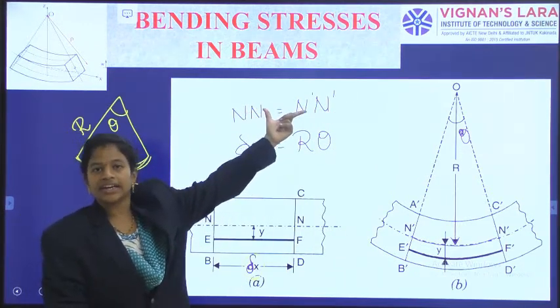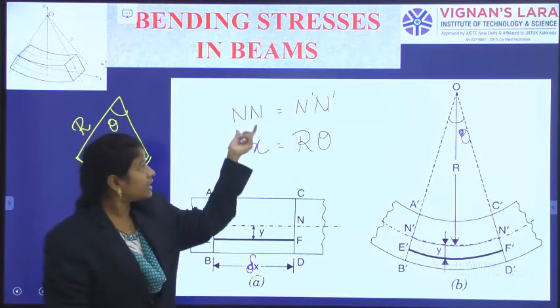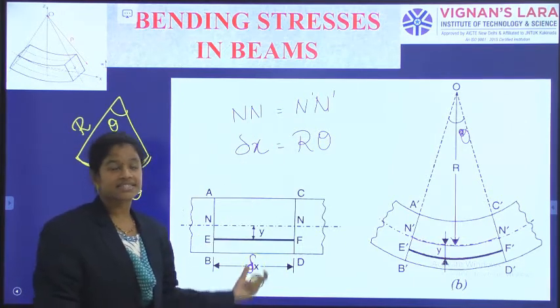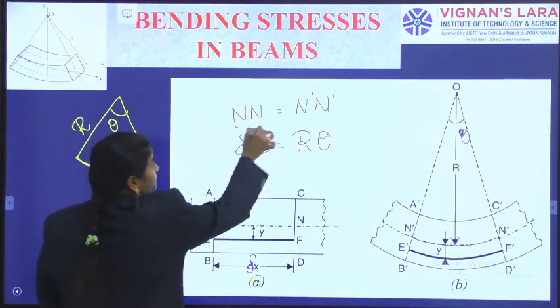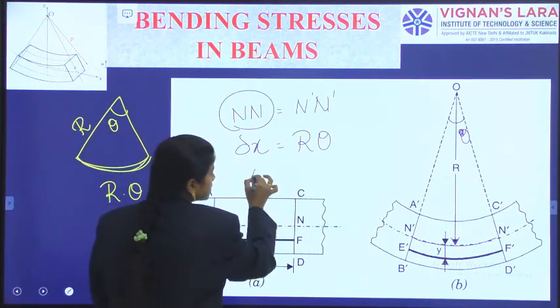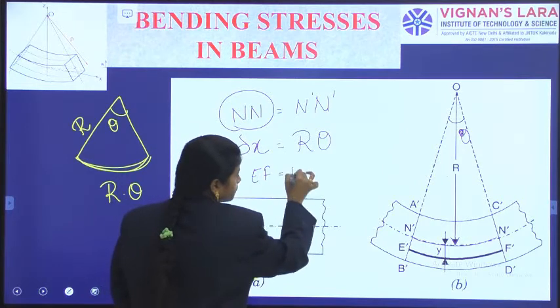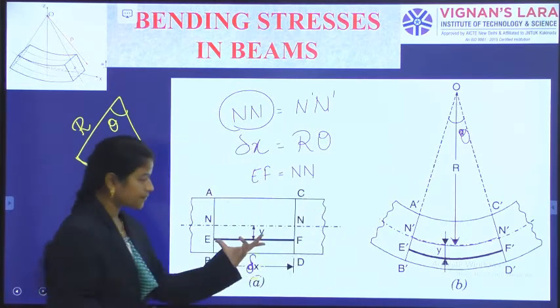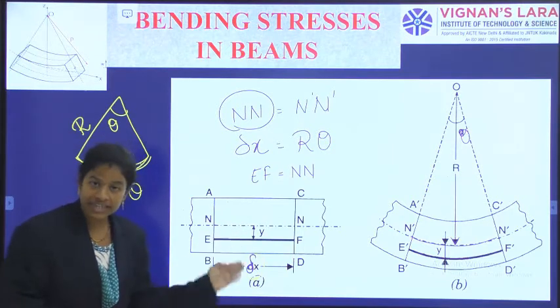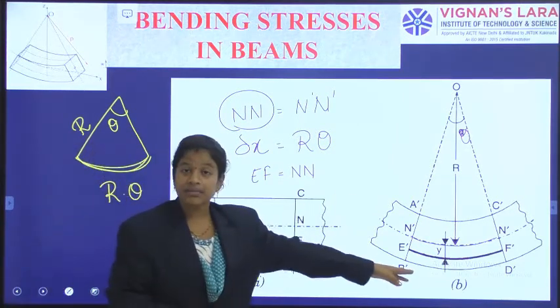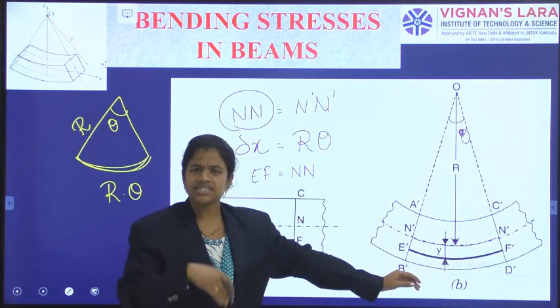From the neutral layer definition, this statement I know, and this statement gives delta x as the length, and this answer gives r theta as the length. But this NN length is equal to the EF length also. See here, the EF length is equal to the NN length. So every layer has the same initial length, but after bending, E dash F dash has some new length.